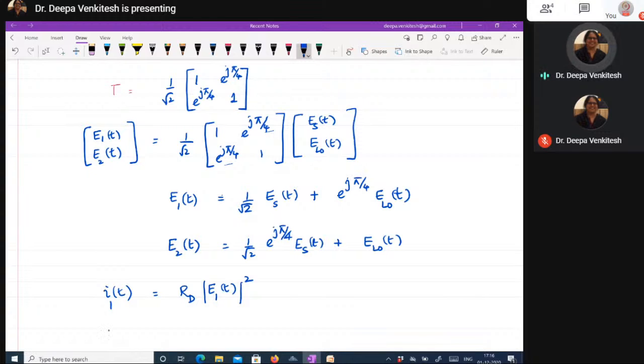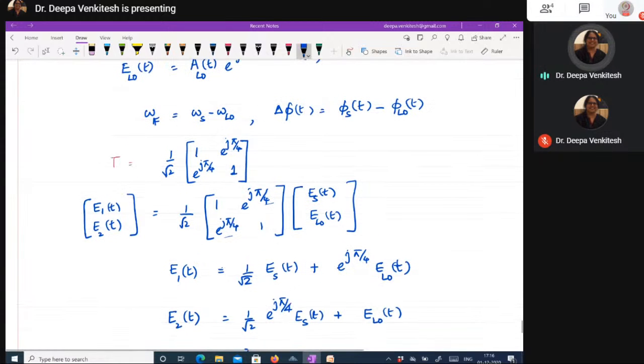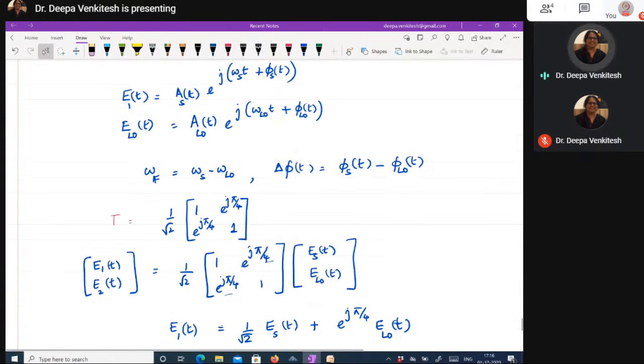Similarly, the next question was to find I2 of t, and that is equal to RD times mod square of E2 of t. Right, so it's a question of substituting it algebraically and finding out what this expression is. There's nothing more here. The next question, of course, you will have to do substitutions of Es of t as here.